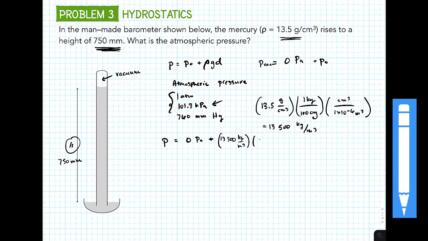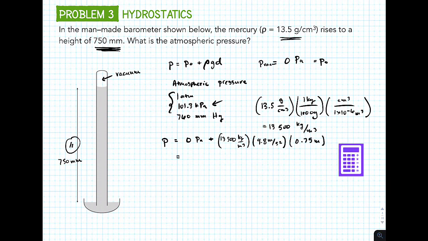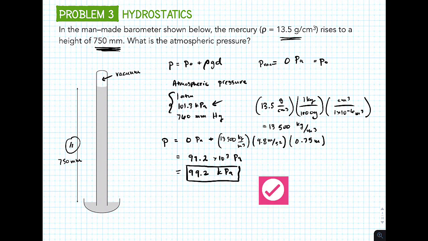Once again, g is 9.8 meters per second squared. And then your distance, which is 750 millimeters, or 0.75 meters. Plug all this stuff in, and you get 99.2 times 10 to the third pascals, or 99.2 kilopascals. Now remember, we were expecting this to be a lower pressure than atmospheric pressure.